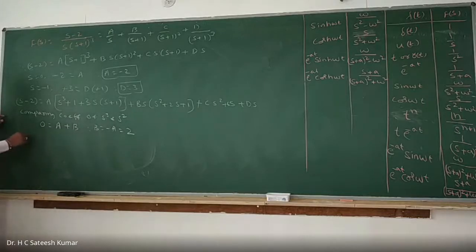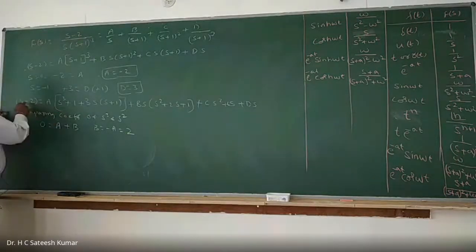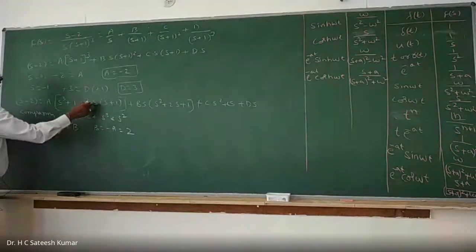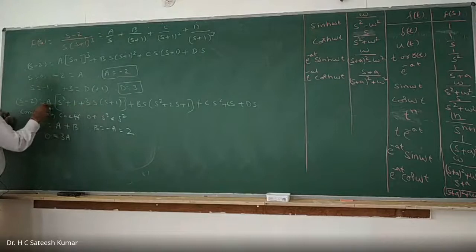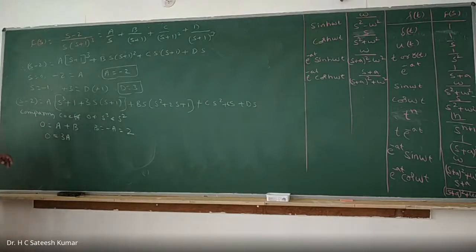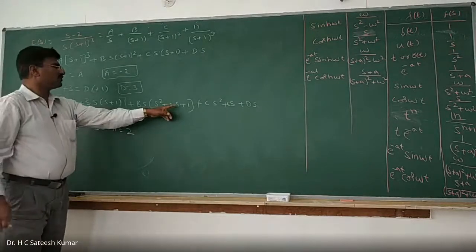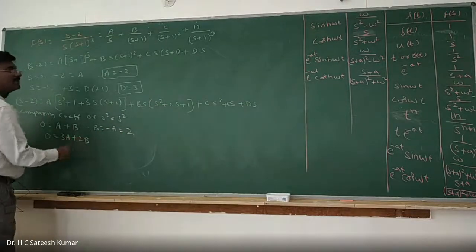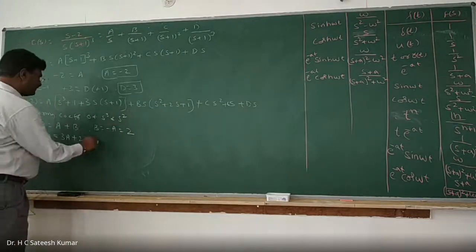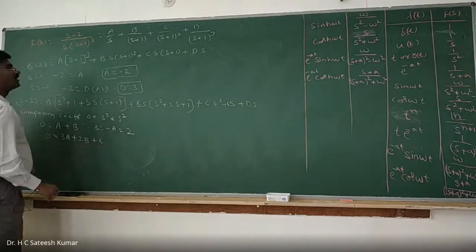And comparing the coefficients of S square, what do we have? S square coefficient is 0. On the other side, S square coefficient is 3A, that is 3 S square into A. Here S into S square gives 2B plus 2B, and S square coefficient is C. Now you need to find out C.